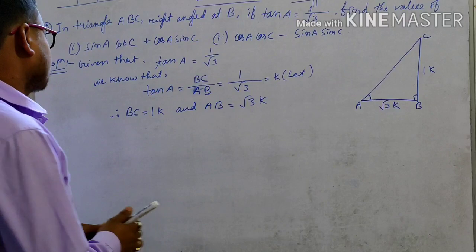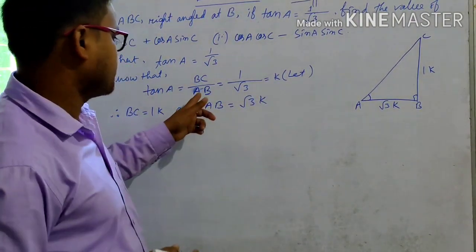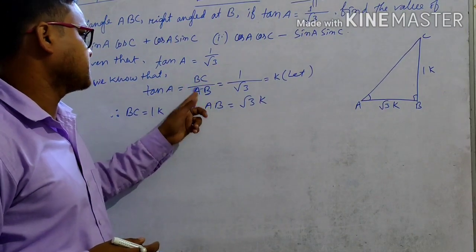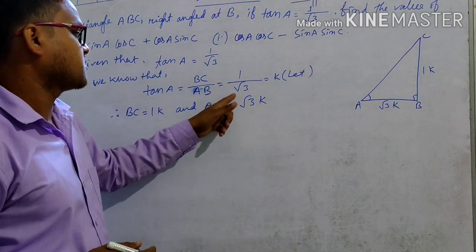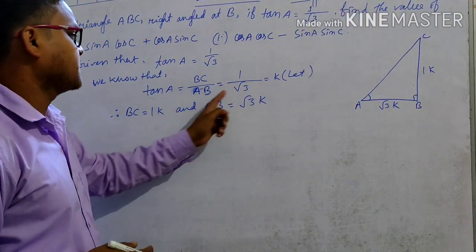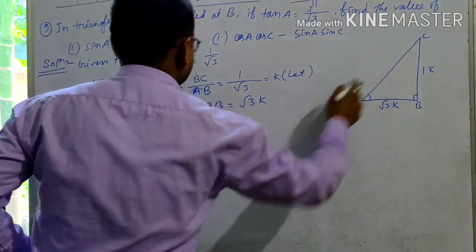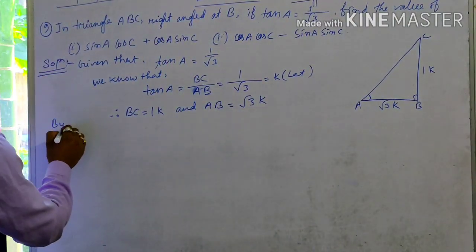So we know that tan A equals what? Perpendicular by base. So perpendicular is BC by base AB. So here 1 by root 3, we put K. So finally we will get BC equal to 1K and AB equal to root 3 K. So you have to find this AC by Pythagoras theorem.